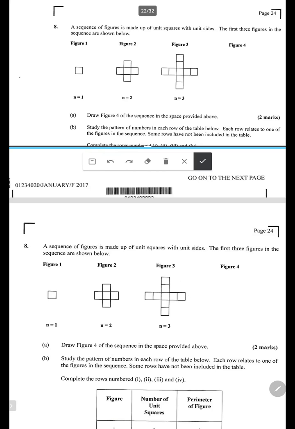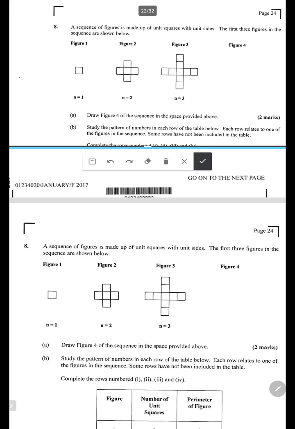It says the first 3 figures in the sequence are shown. Right? So they start with this, and if you notice, they basically add a square on each side of the first square. To get this one, they put a square here, one here, one here, one there. And then to go from the second one to this one, I put a square here, here, here, here. So from diagram to diagram, they keep adding 4 squares.